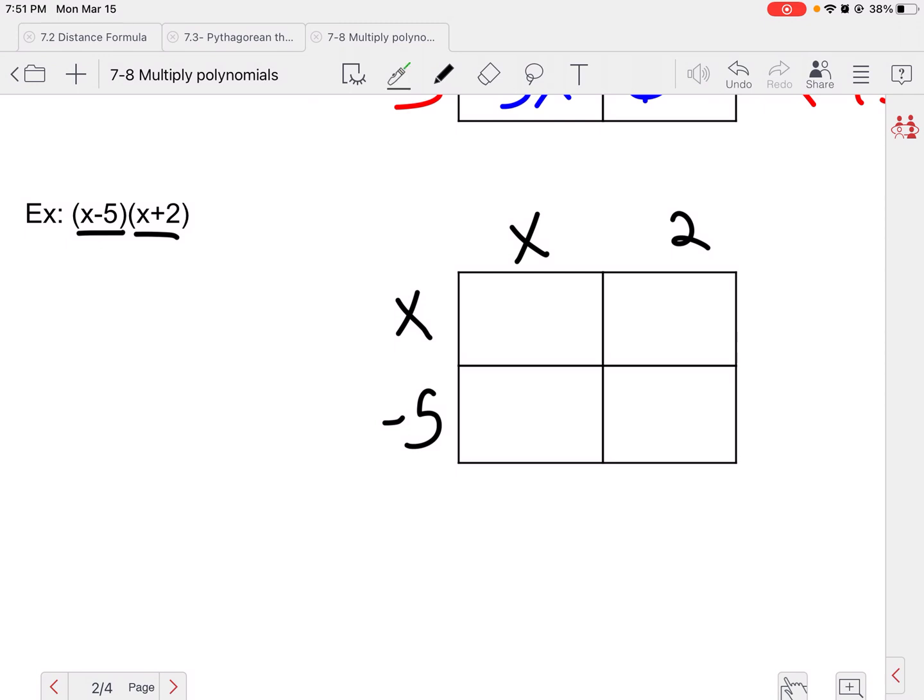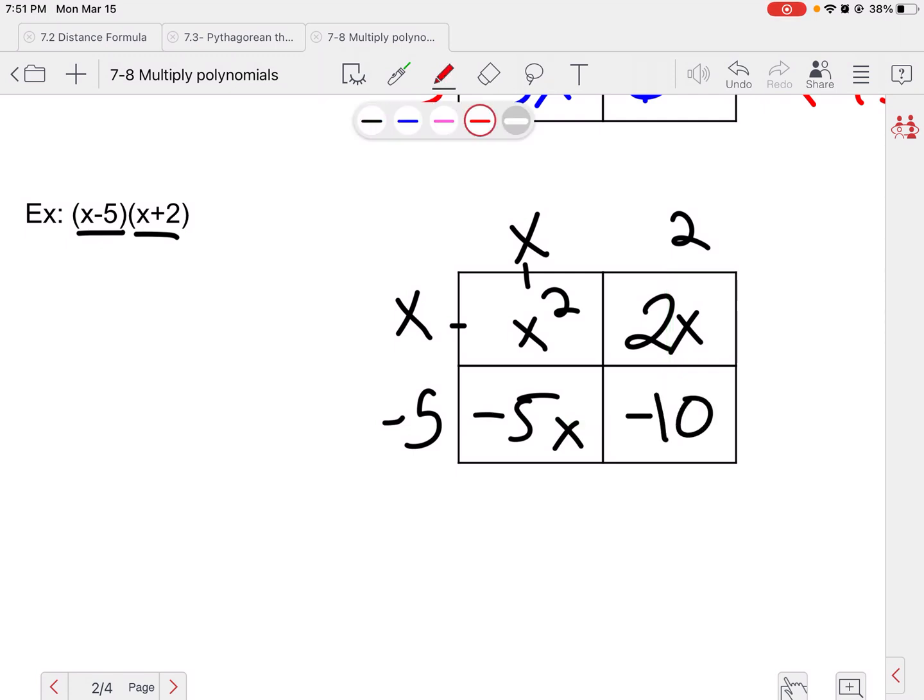Now I could have put the x minus 5 up here and the x plus 2 down here. It doesn't really matter. Okay, so again, I'm doing x times x, which is x squared. Remember, it's not 2x because that's x plus x. Then we're going to do x times 2, which is 2x. We're going to do x times -5, which is -5x. And we're going to do -5 times 2, which is -10.